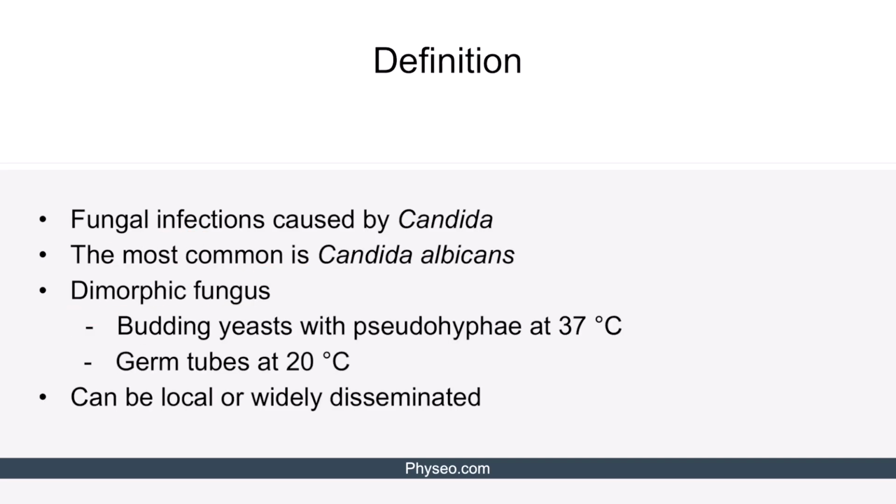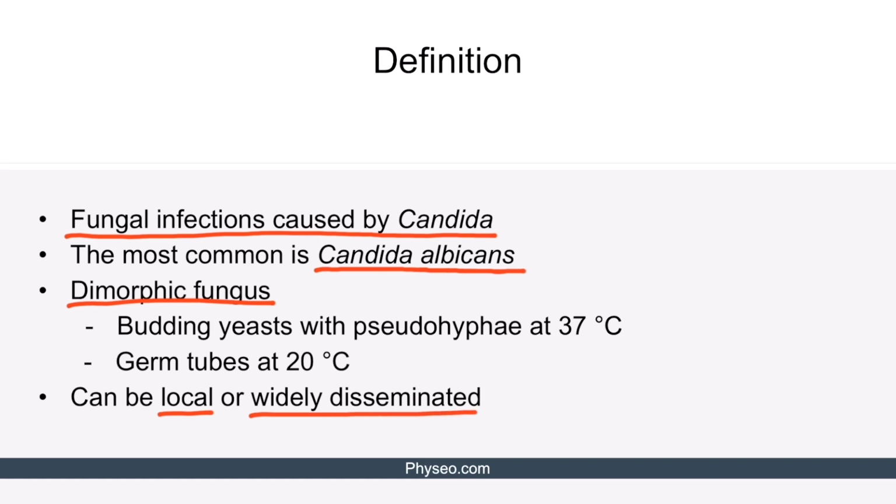Now, Candidiasis is defined as a group of fungal infections caused by Candida. And the most common pathogen, specifically, as far as species are concerned, is Candida albicans. Now, this is a dimorphic fungus, and it forms budding yeasts with pseudohyphae at 37 degrees Celsius. And it forms germ tubes at 20 degrees Celsius. And Candida infections can be local, or it can be widely disseminated throughout the body.